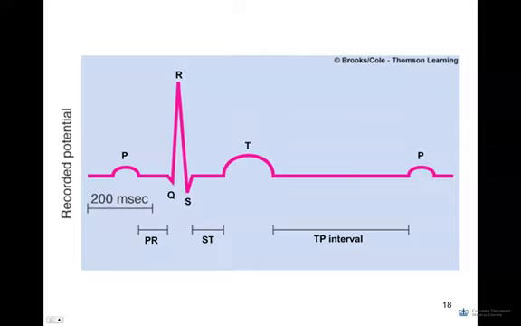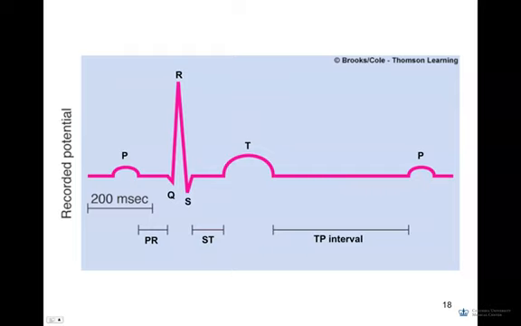The interval between the T wave of one cycle and the P wave of the next is sometimes called the TP interval. This TP interval represents diastolic time. It's the period of time in between each cardiac cycle or heartbeat.